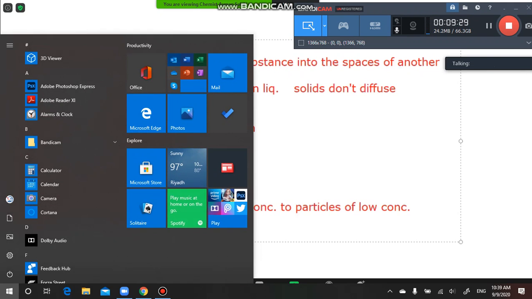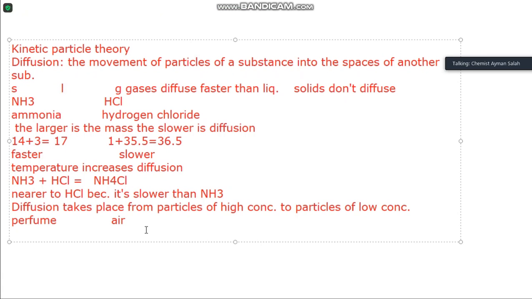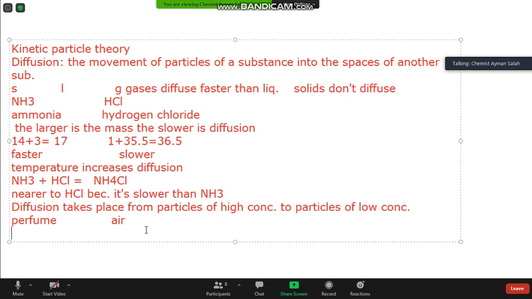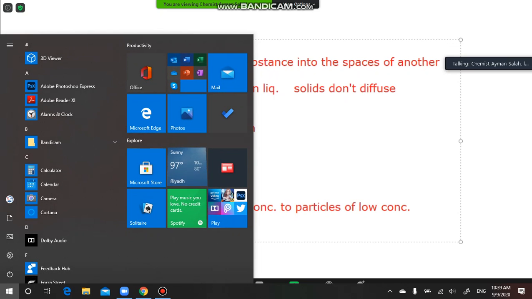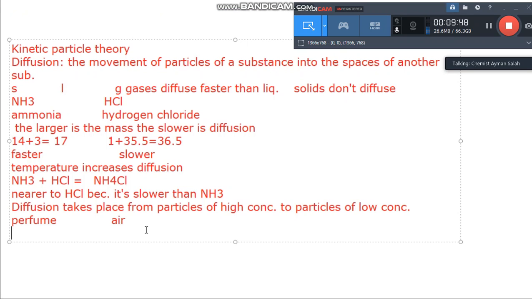Okay, we said that gases diffuse faster than liquids. Gases diffuse faster than liquids. And solids can't diffuse. Why?